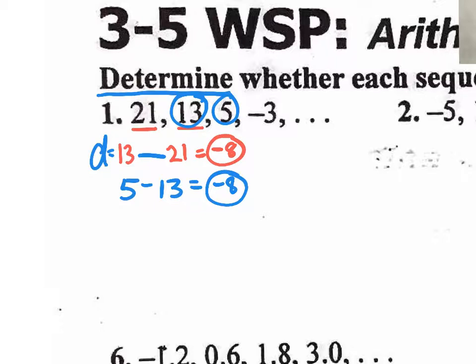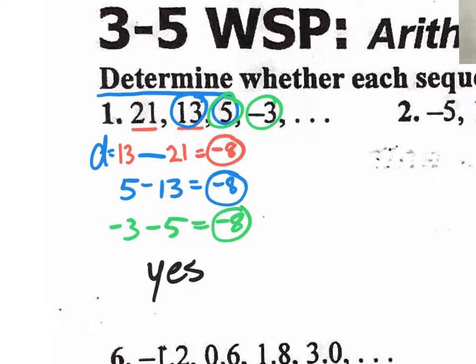And for the final check, how about negative 3 minus 5? Let's write that down. Negative 3 minus 5. Is that also negative 8? Yes, so there is a common difference between all terms. So we do say yes, it is arithmetic. Why? Because there's a common difference in all the terms.